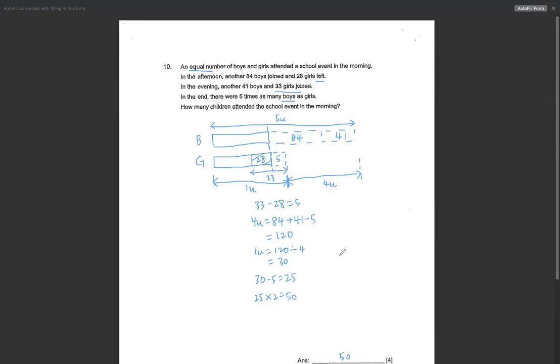But take note, there's actually an error in this question because, like I said, the original number of girls is 25, right? But it tells us that in the afternoon, 28 girls left. If the original is 25, it's not possible that 28 girls leave. So there's actually an error in this question, but following the flow and the concept, this is how we solve it.